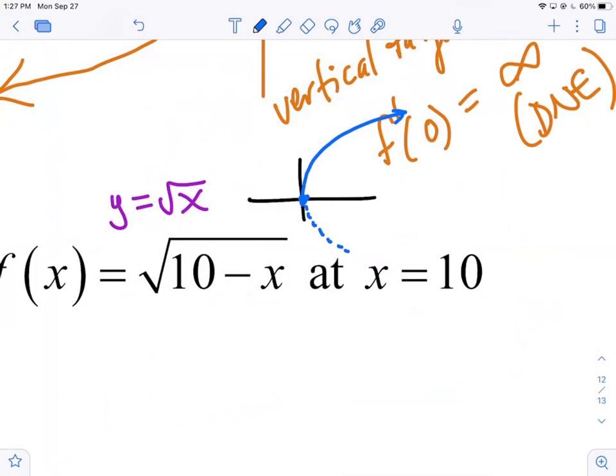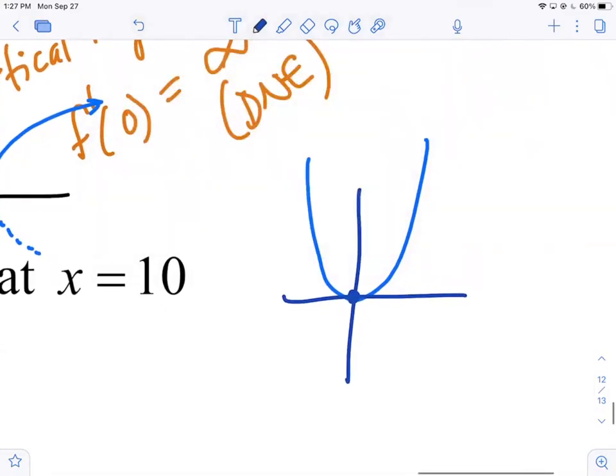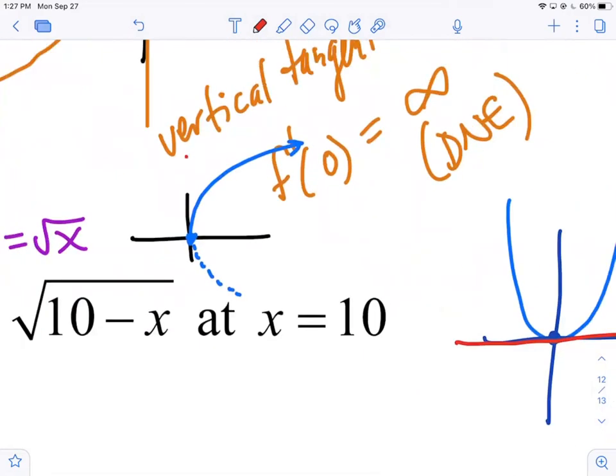What would be the slope of the tangent line to the graph of x squared at the vertex? What type of tangent line does it have? What's the tangent line right there? 0, right? It's a horizontal tangent line. Y equals x squared has a horizontal tangent line. And so when you reflect it across the line y equals x, it becomes what? Vertical, yeah. So we do have a vertical tangent line right there on the graph of the square root of x.